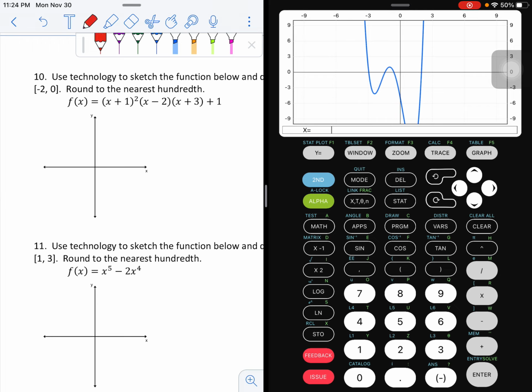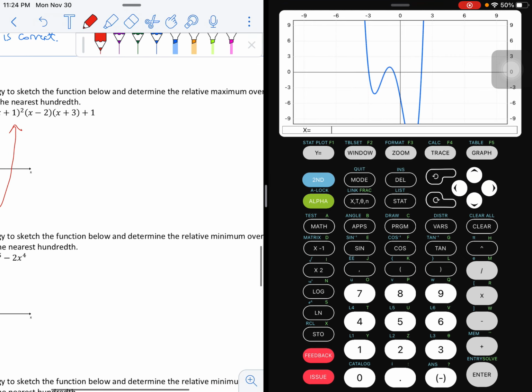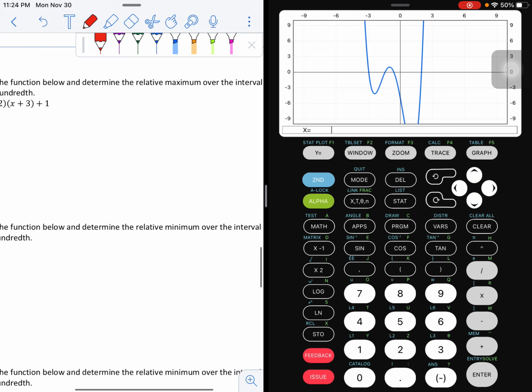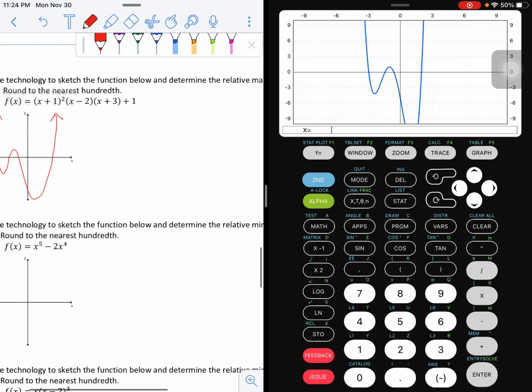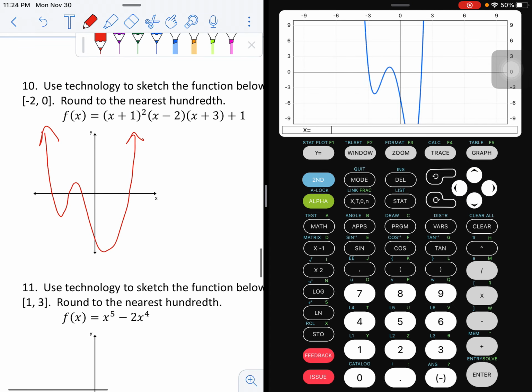All right. And now on Notability, I'm going to take a second and I'm going to sketch this function. There's nothing special about this sketch. It doesn't have to be perfect. It just gives you the idea of what the graph looks like. All right, now it says we're supposed to determine the relative maximum over the interval -2 to 0.